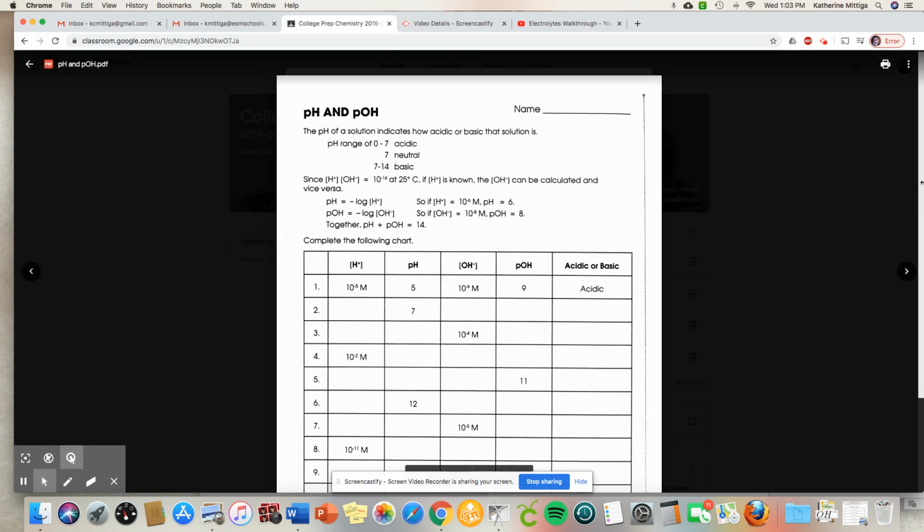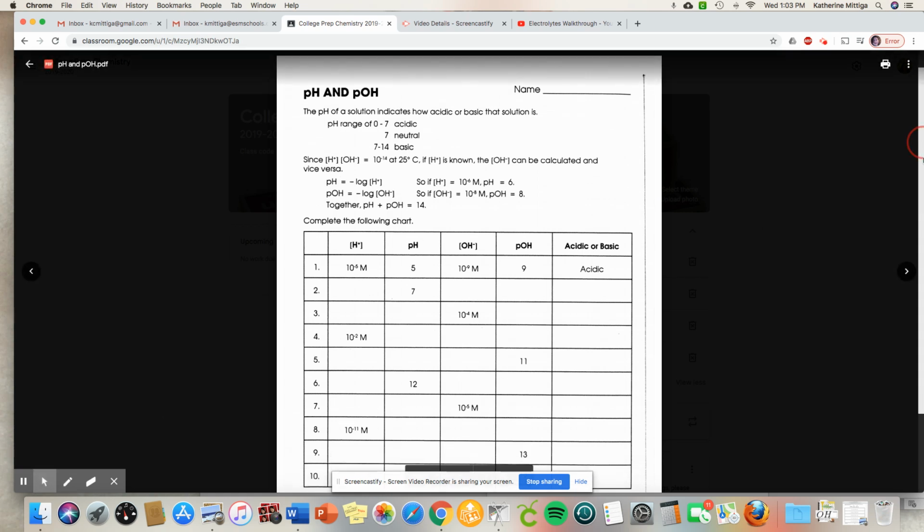All right, so this is the worksheet pH and pOH. If you haven't yet looked over it in the notes, please do that first. So I think everybody's familiar with pH, the scale 0 to 14. The lower the number, that would be an acid, 7 being neutral, and the larger numbers would be basic.